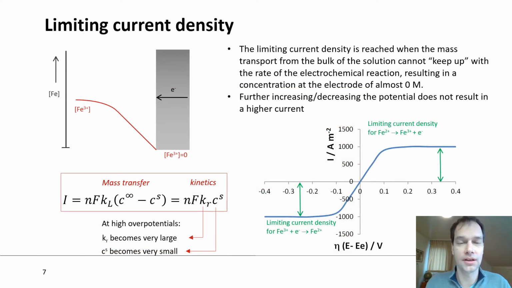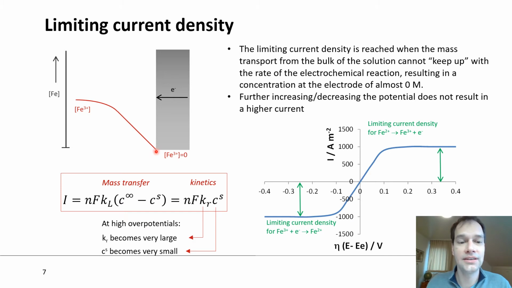An important concept in mass transfer in electrochemical systems is the limiting current density. What does that mean? It basically means that the concentration of the reactant at the electrode becomes almost zero. So for our example, we get to that situation when the iron 3 concentration is nearly zero. And it basically means that the reaction at the electrode is very fast and that the reaction is limited by the mass transfer from solution.